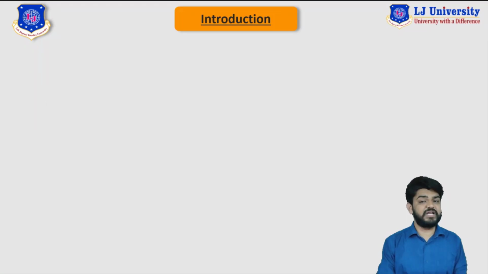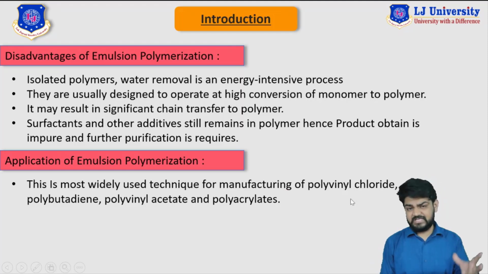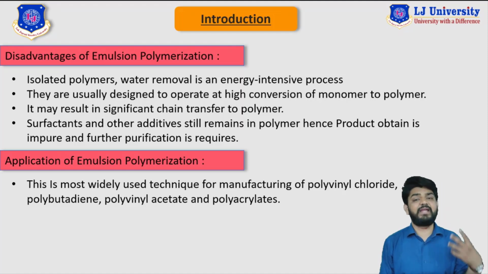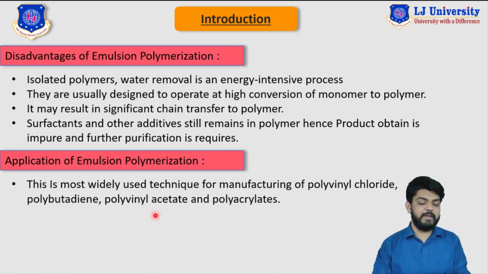Now let's quickly discuss the applications. You can see here, this is the most widely used technique for the manufacturing of polyvinyl chloride. The majority of PVC is produced with emulsion polymerization. Though it is a highly energy intensive technique, it can also be useful for many other polymers. Polybutadiene, polyvinyl acetate, and lastly polyacrylamides are the different polymers that can be produced with the emulsion polymerization technique.